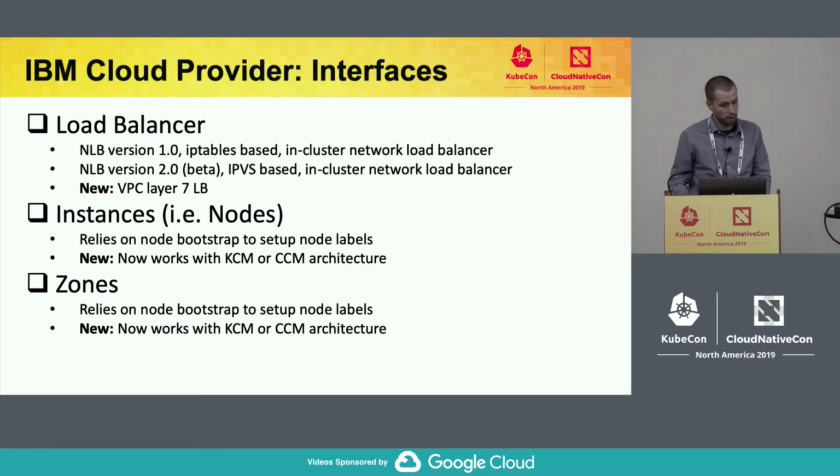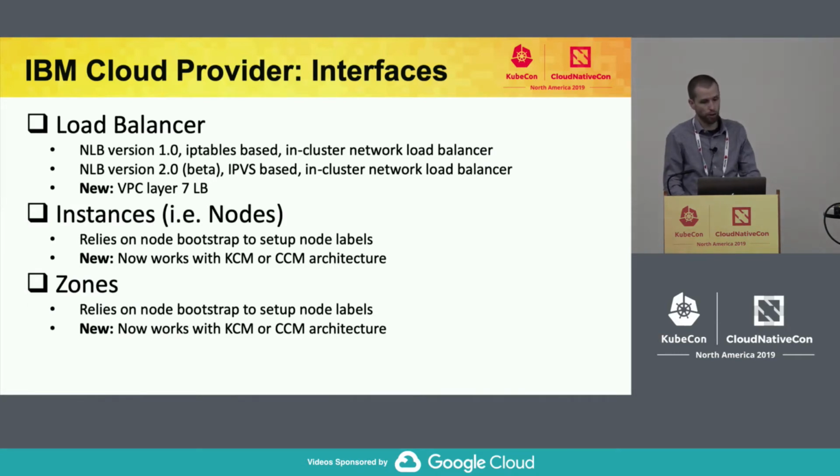In IBM Cloud, we have three versions of our load balancer service. In the early days, on our classic infrastructure, we had a network load balancer that ran within the cluster. It was based on iptables, with a virtual IP managed within the cluster through keepalived. We've extended that to a network load balancer version 2, which is in beta, our IPVS-based load balancer. It also runs on the classic infrastructure. And lastly, on our VPC infrastructure, we have a new VPC Layer 7 load balancer that we've recently integrated into our cloud provider.